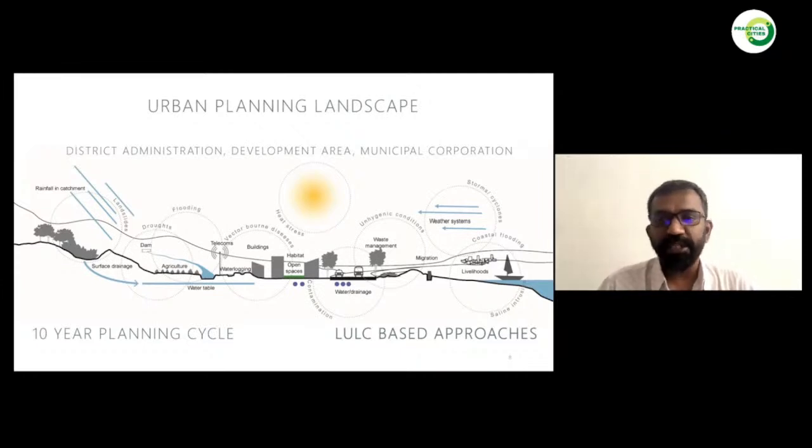Otherwise, most of these constructions have open drains, and these open drains act as both sewer systems and also the stormwater systems, which further leads to contamination. The other key aspect, which is currently in India, is the 10-year planning cycle. Like I said, till 1990, our urban growth was 1% per decade. So in that particular context, the rules were formed so that master planning happens once in 10 years to cater to that 1% growth rate.